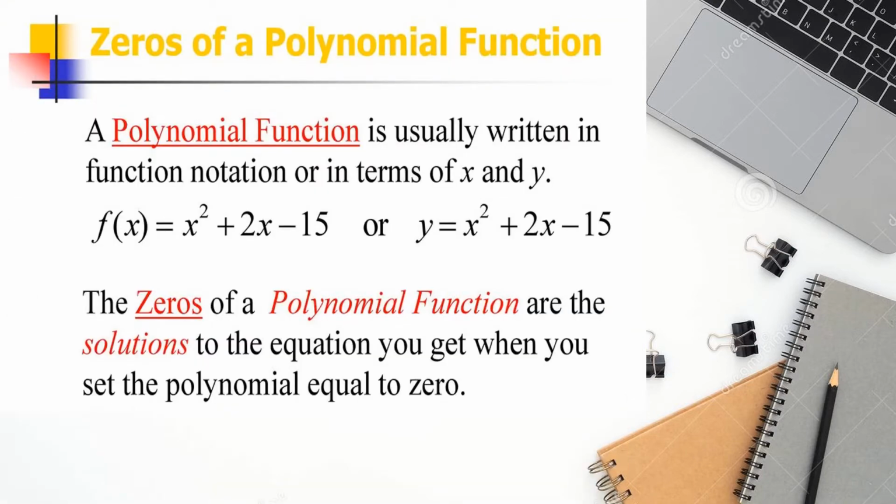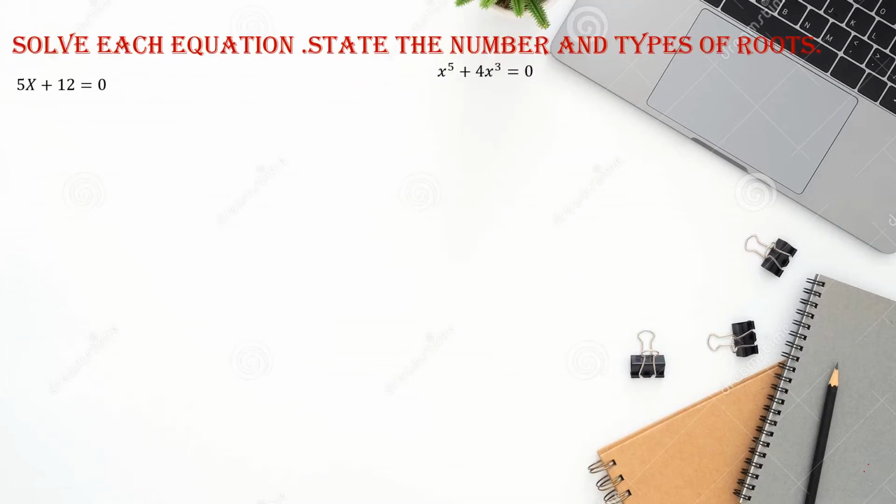What does it mean? For example, if the question comes, solve each equation, state the number and the types of roots. Types of roots means you have to tell how many real roots there are and how many imaginary roots there are. This can be evaluated from the answers. The number of the roots depends on the highest degree of the equation. So have a look at the first question, 5x plus 12 equals 0.